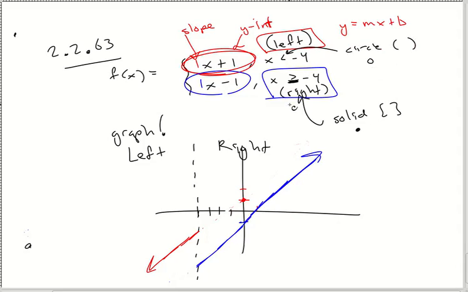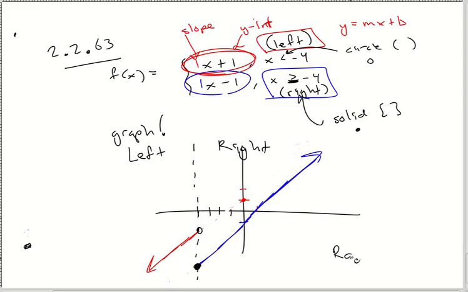A solid on the right side, so connected to the right line, but a circle on the left side. So a circle connected to this guy right there. And that's it. There we go. Again, if it didn't make a terrible amount of sense with the slope and y-intercept, that's the next section. We'll talk about that when we get there.